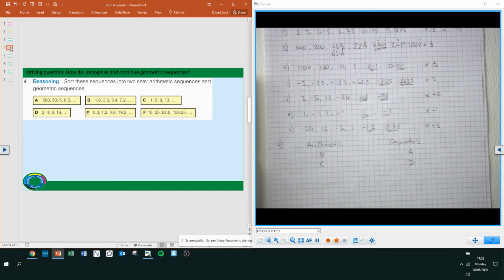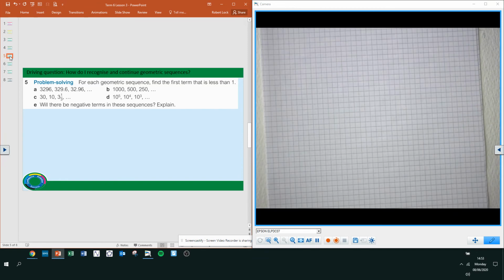E. Difference between 0.3 and 1.2 is 0.9. Add 0.9 to 1.2 makes 2.1. So it won't be that one, it's got to be this one. F. 10 to 25 is 15. Add 15 to 25 makes 40. And we want 62, so it's got to be F. There's no other way about it. It's not equal amounts. Over here, adding on the same amount. These were not adding on the same amount, they're something else.